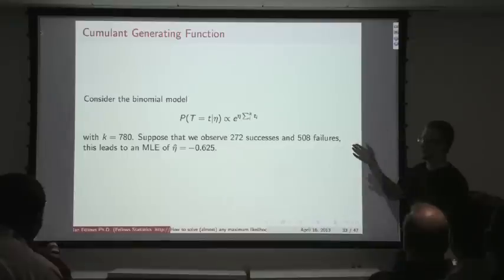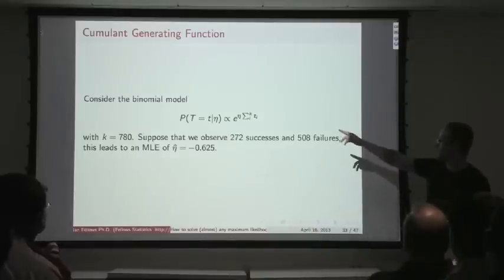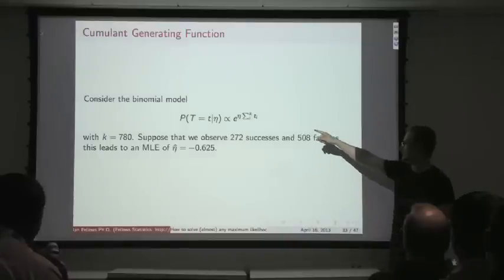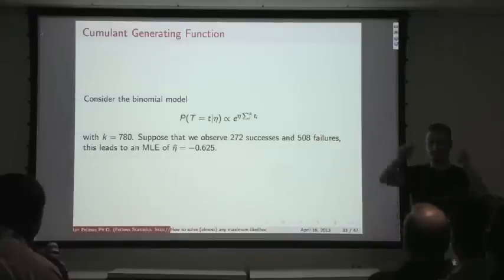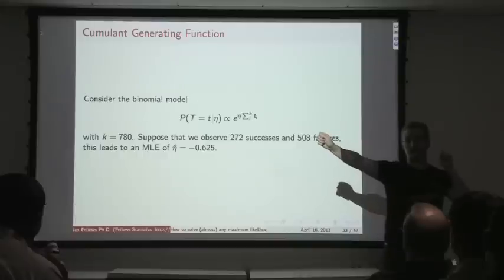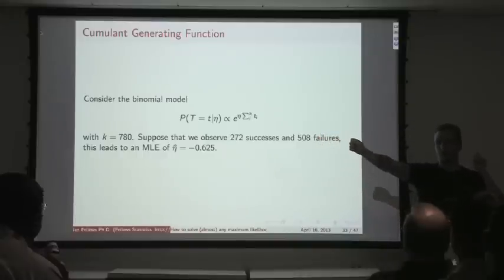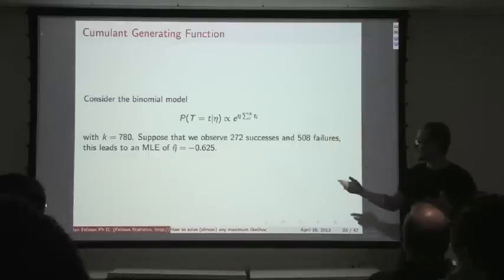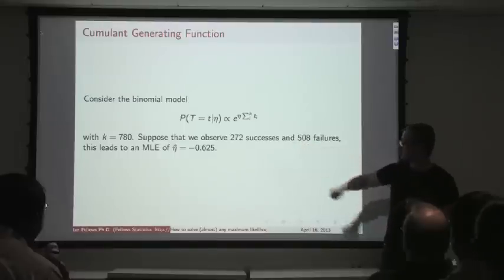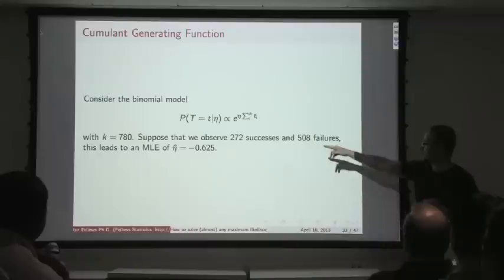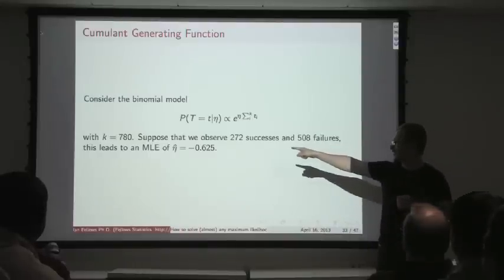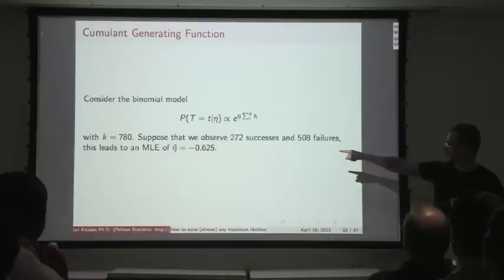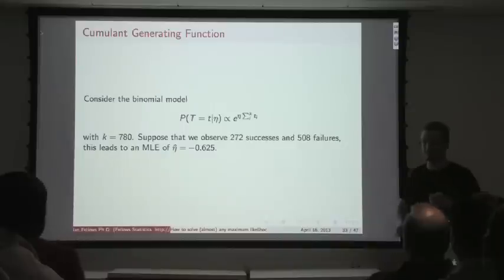But let's take a look at that. So consider a binomial model. So we've just got e to the eta times the sum of ti. So ti is a vector of Bernoulli variables, and we've got 100 of length 780, and we observed 272 successes. So that leads to an MLE of eta equals negative 0.625.